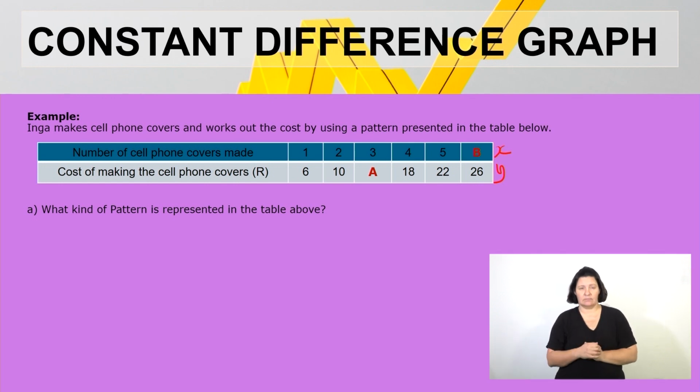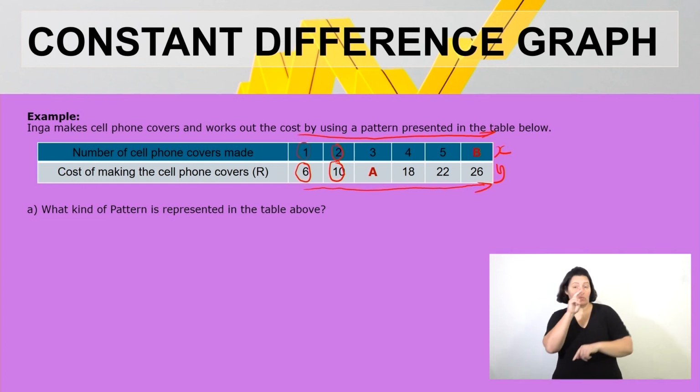Let's look at the pattern. If one cell phone cover is made, Inga will have to pay 6 Rand. But if 2 are made, it is now 10 Rand. So you can tell that the values are going up. When the x values are going up, so do the y values. So the relationship or the pattern that we see there is that constant difference.